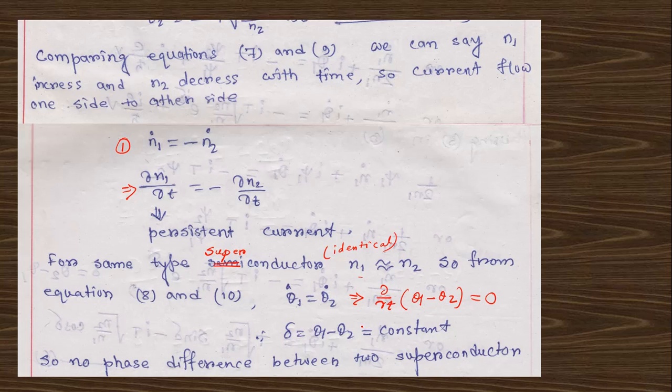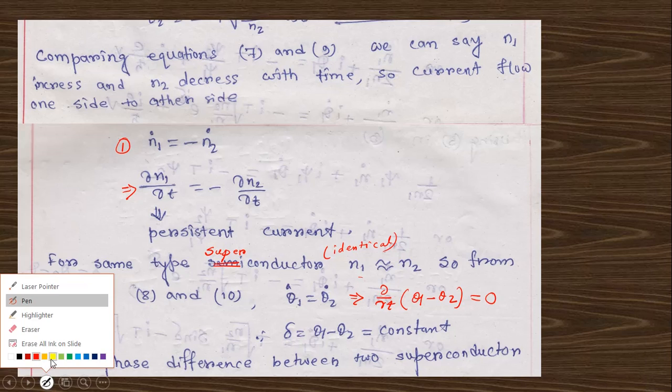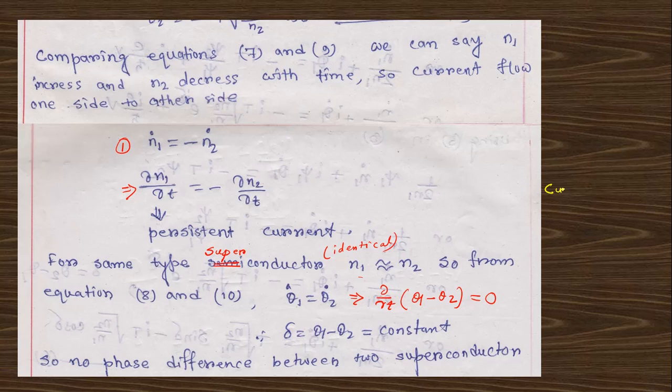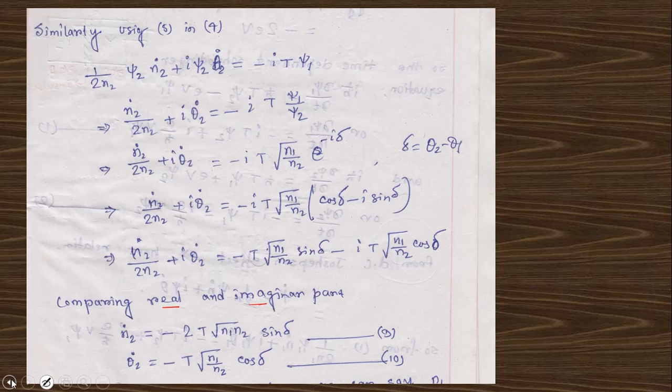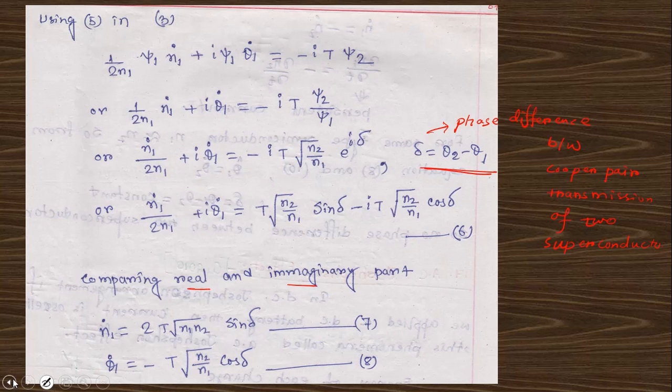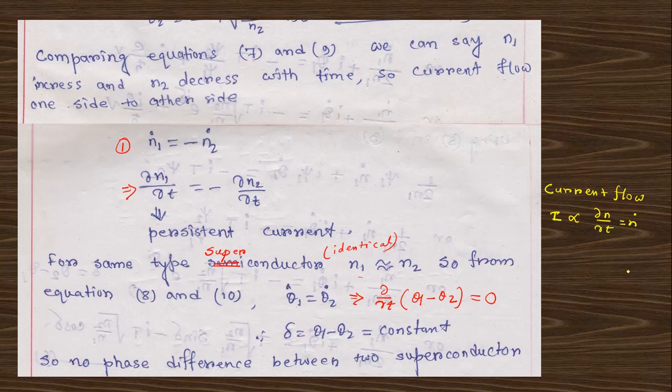Okay, since theta 1 minus theta 2 is constant, that means you can say the current flow I is proportional to del n del t, or n dot, right, and n dot is nothing but proportional to sine delta. For n1 dot or n2 dot, you can see this is proportional to sine delta.